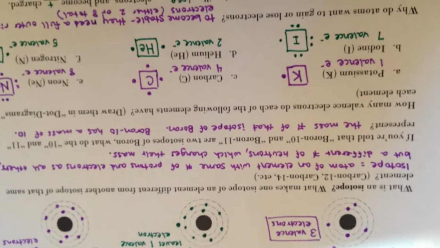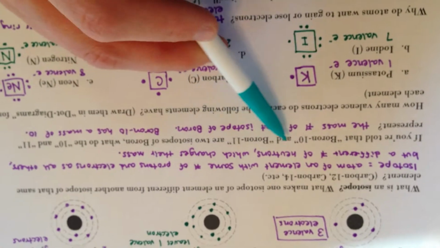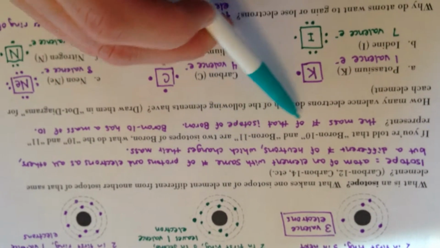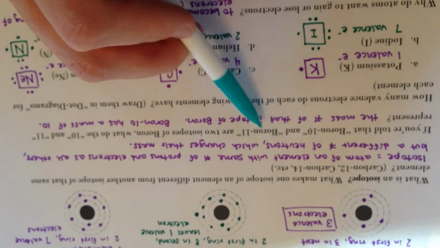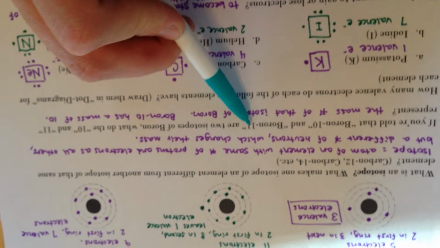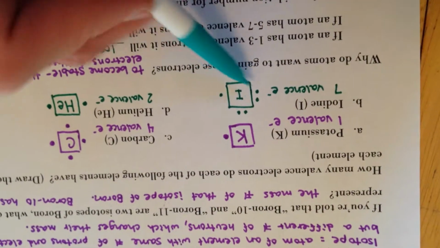Boron 10, boron 11 are examples. The 10 or the 11 afterwards is the mass number of that isotope. So boron 10 has a mass of 10, boron 11 has a mass of 11. This one's slightly heavier. Let's talk about numbers of valence electrons.